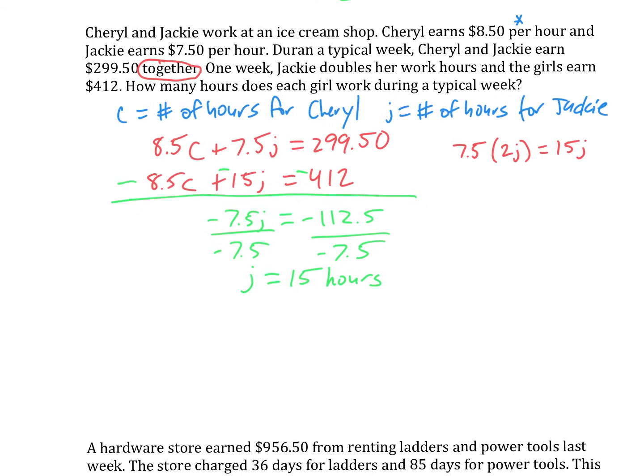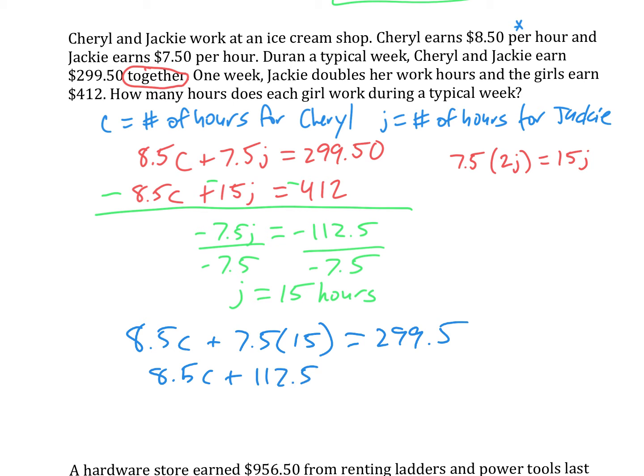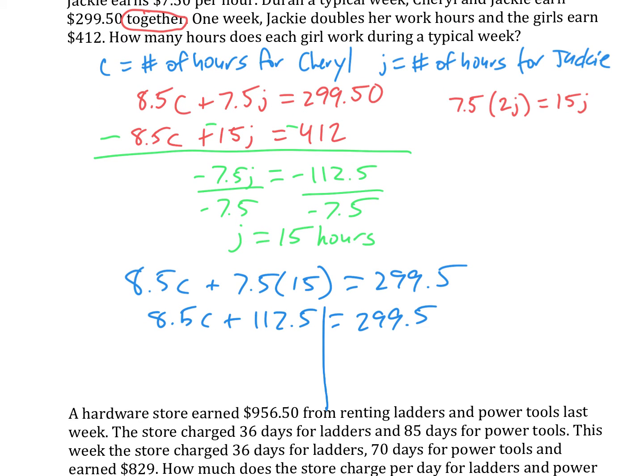Okay, and now I can take that 15 and substitute it back into one of my original equations. It doesn't matter which one. I'm going to use the first one. So we have 8.5C plus 7.5 times 15, and that's going to equal 299.5. Let's figure that out. 7.5 times 15 gives me 112.5. So we have 8.5C plus 112.5 equals 299.5.